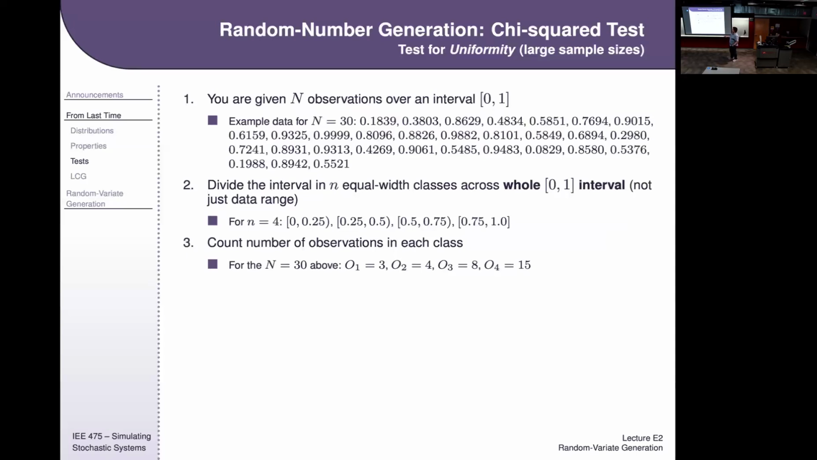There were 30 numbers here. 3 of them were in this interval, 4 were in this interval, 8 were in this interval, and 15 were in this interval. Well, already my gut tells me this is a bad result. What's wrong with this result? What should your gut tell you about this result?